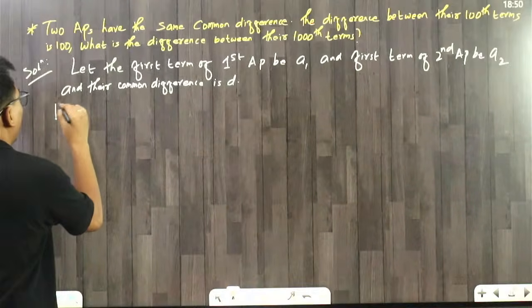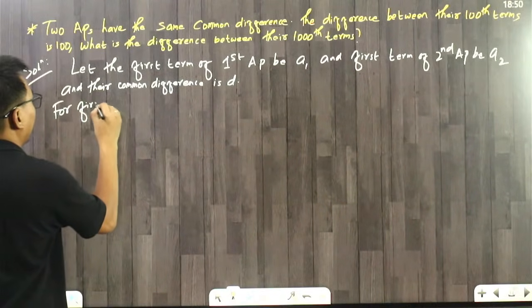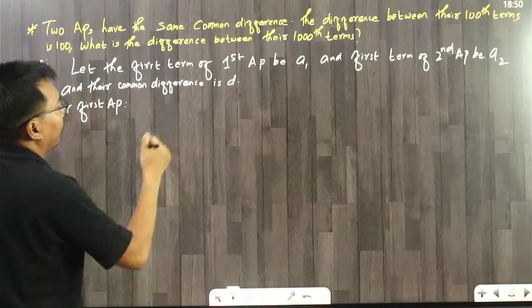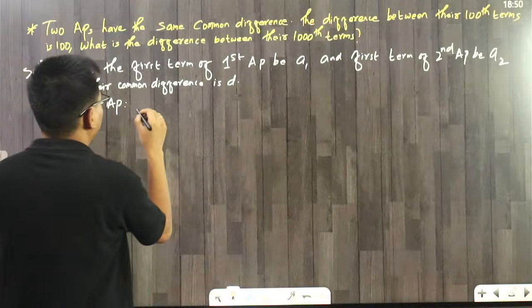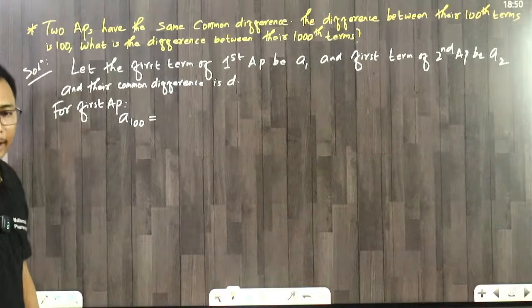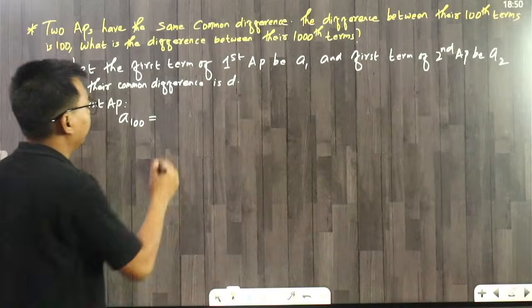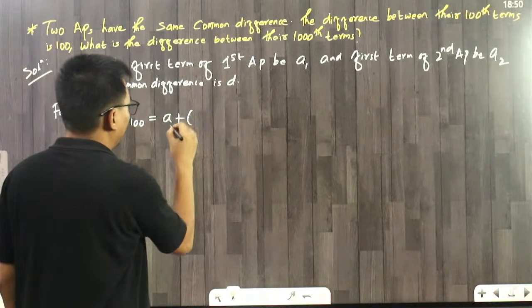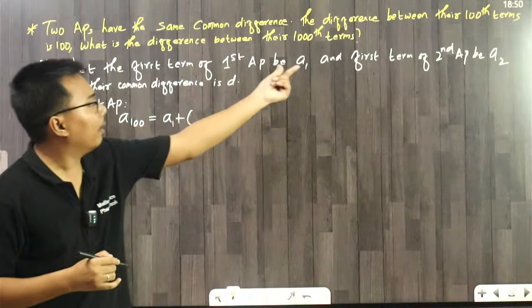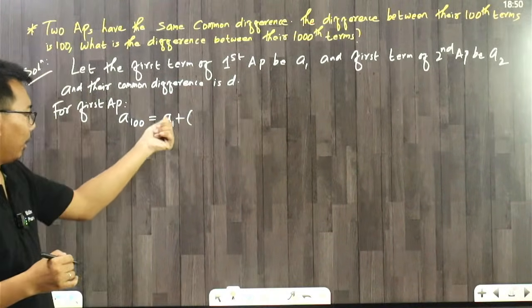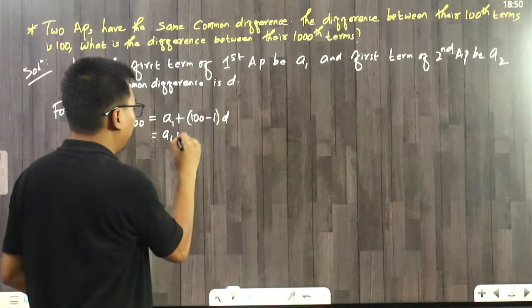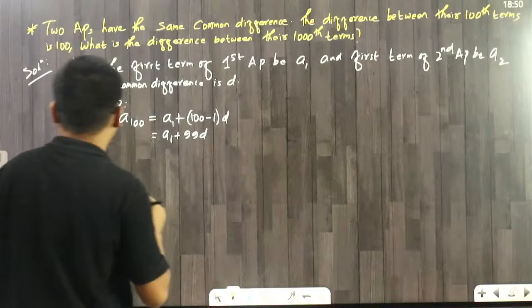Now, for the first AP, what will be A100? For the first AP, the first term is A1. So A100 equals A1 plus (100 minus 1) D, so A1 plus 99D.